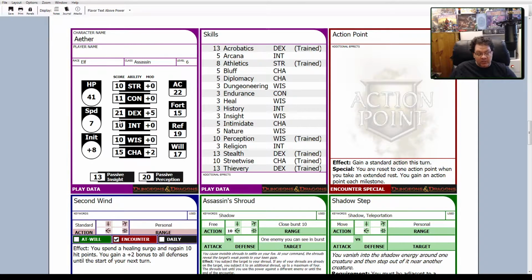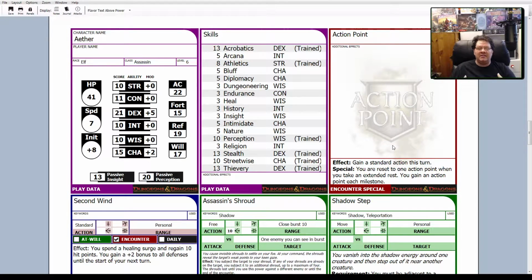Like this card right here has all your defenses. Has your passive insight, your passive perception. It's got your speed, which is measured in squares because everything was in 4th edition. It's got your initiative bonus, and it's got your hit points. And then anytime you needed to know what your skill checks were, you had this card here.